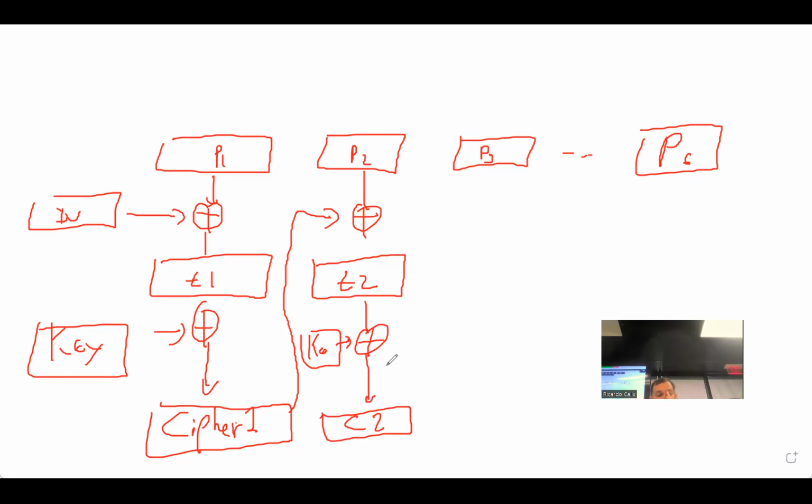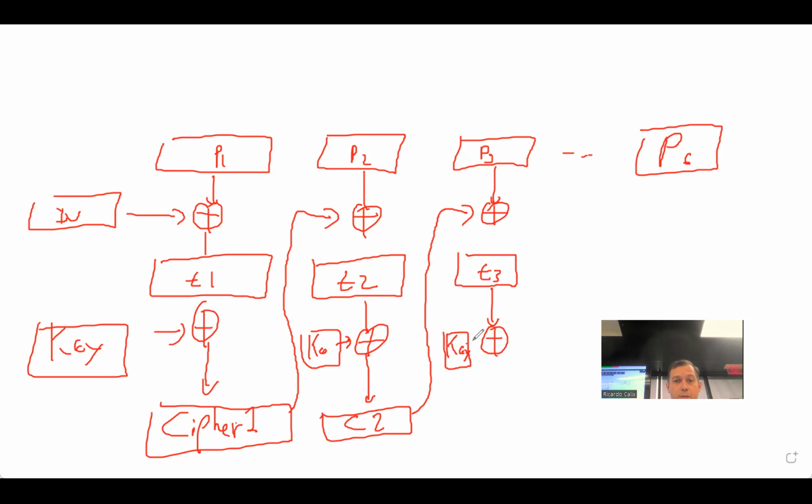So now, how do we repeat this process? Let's do one more of these. This should go in there, right? This produces T3, temp3, I'm calling it. XOR key, right? And that produces C3. Do you guys see that?